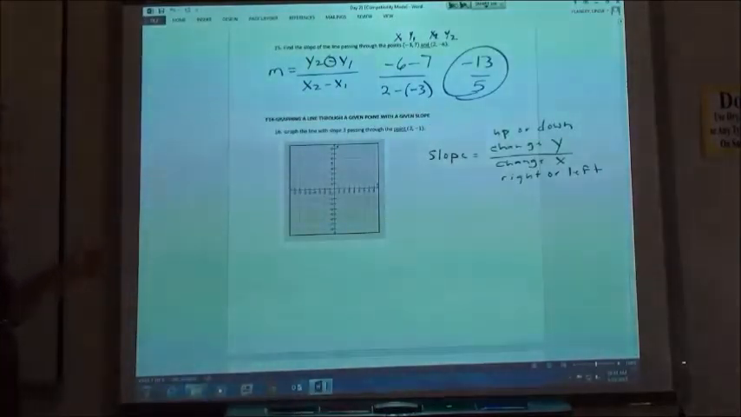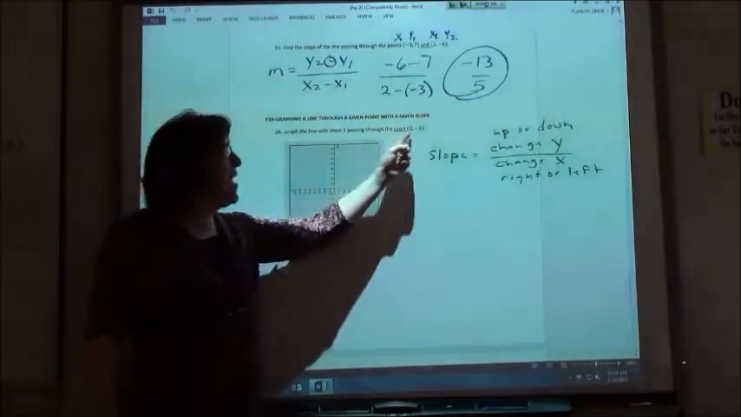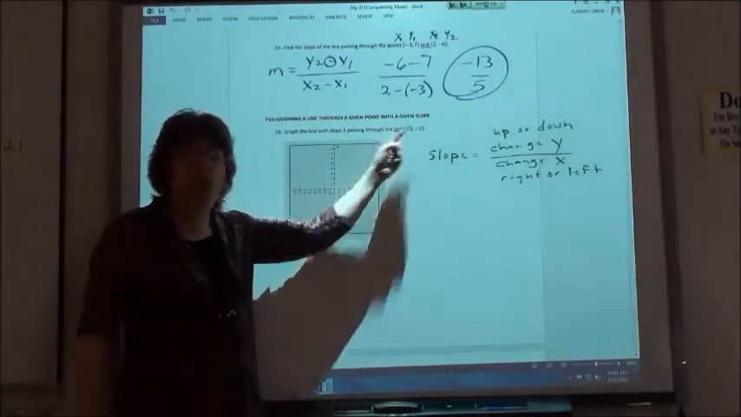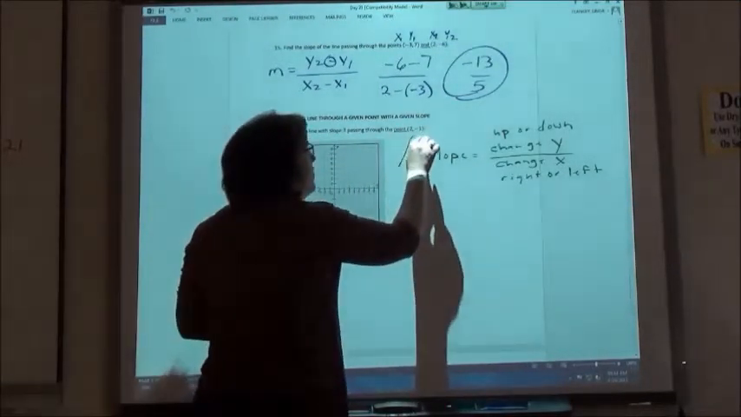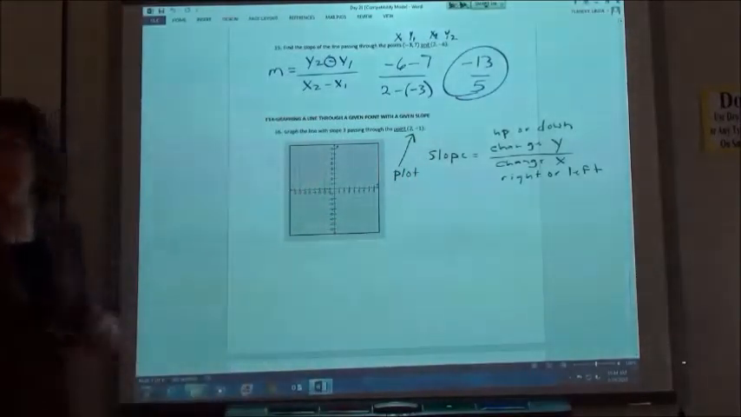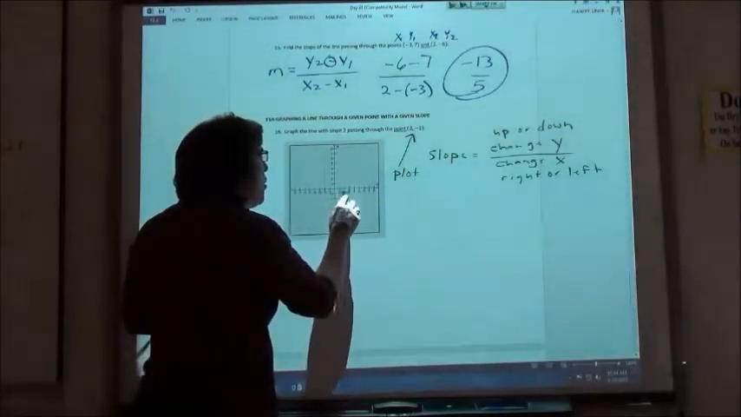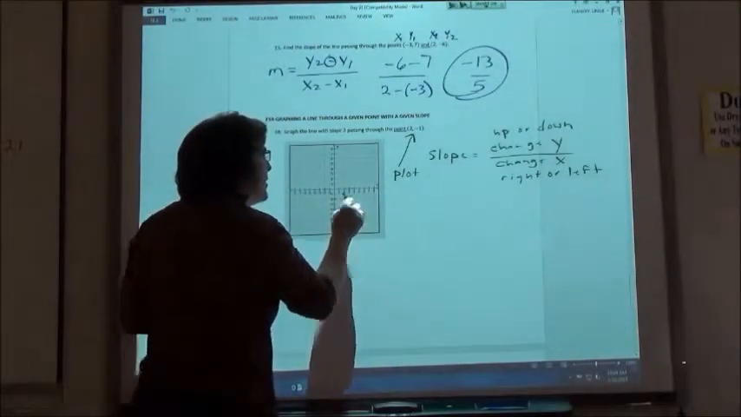So what they want us to do is draw a line that has a slope of 3 and passes through the point 2, negative 1. We're actually going to start by plotting the point 2, negative 1 first, because that's going to be our starting point. So 2, negative 1 means I'm going to go over 2 and down 1, and that's where my dot's going to start.